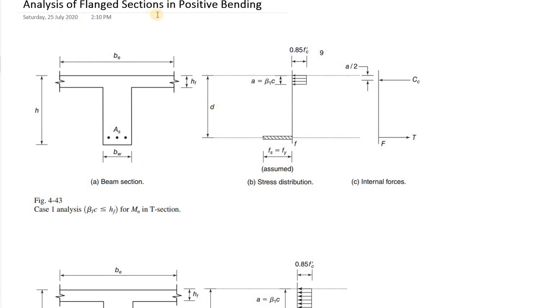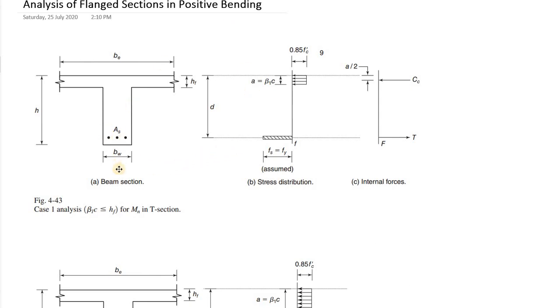So the analysis of flange sections in positive bending, we are discussing it only for positive bending. Why? Because in case of positive bending, the section will be in sagging and the top of the beam will be in compression. So the flange will be in compression only if there is a positive bending. In case there is a negative bending, then the flange will be in tension and the compression zone will be on this side, and naturally then in that case the depth of the width will be a constant width. This will be naturally a constant width compression zone in case of negative bending.